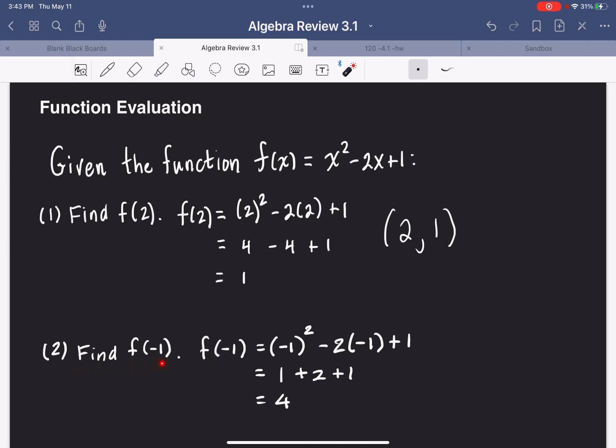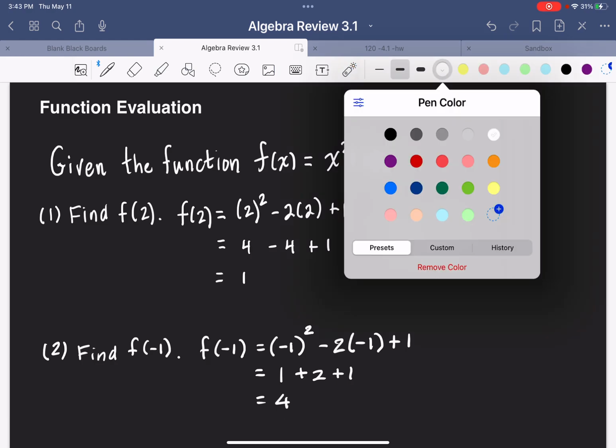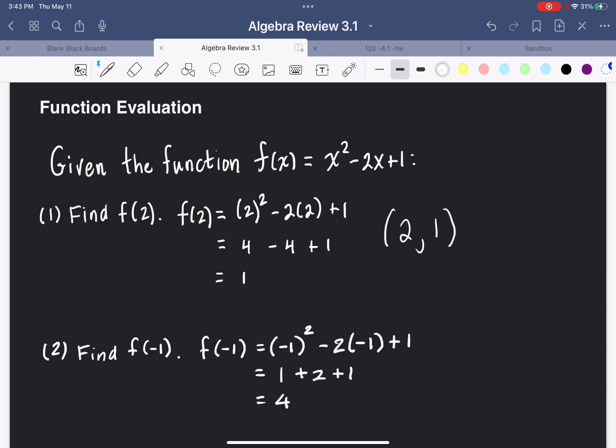Now we're going to find f of negative 1. f of negative 1 is (negative 1) squared. Very important, we have the parentheses here. Okay? Subtract 2 times negative 1, plus 1. So (negative 1) squared means negative 1 times negative 1, which is 1. A negative times a negative is a positive, 2, plus 1. So the answer would be 4. And that would correspond to the ordered pair (negative 1, 4).